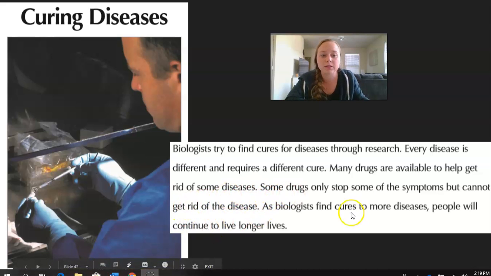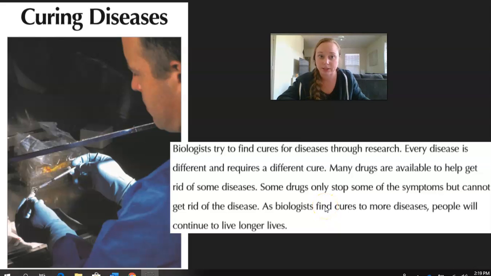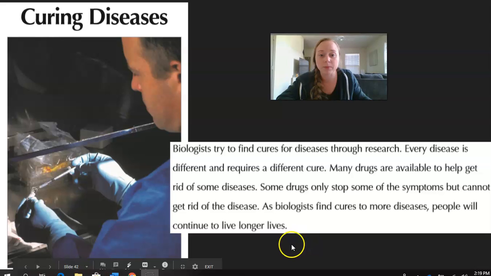As biologists find cures to more diseases, people will continue to live longer lives. If you look at 200 years ago, the average person did not live nearly as long as the average person lives now. We can usually live a lot longer because we have so many cures for diseases.